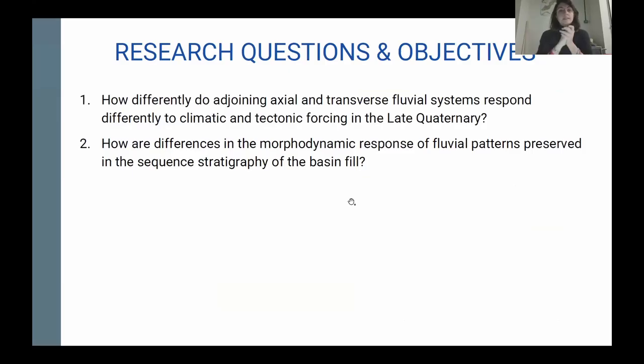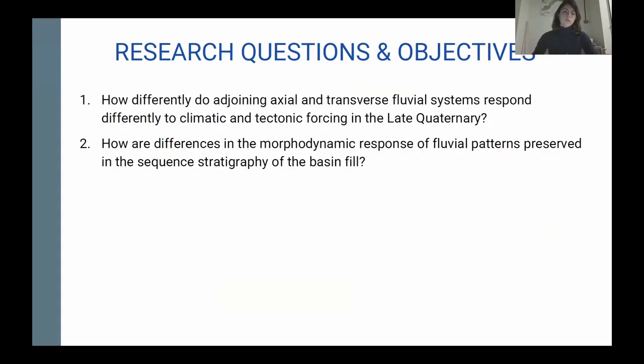So as you can understand, my research is based on stratigraphy and geomorphology. So here I want to show you my research questions and my objectives. The first one is how differently do axial and transverse fluvial systems, so the Po River and its tributaries, respond to climatic and tectonic forcing in the late Quaternary.